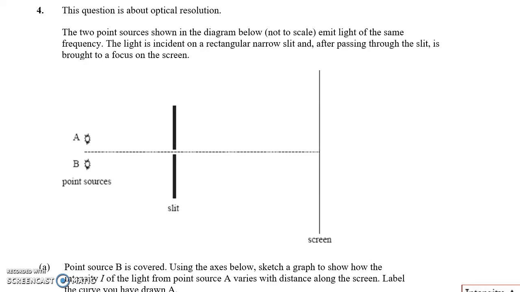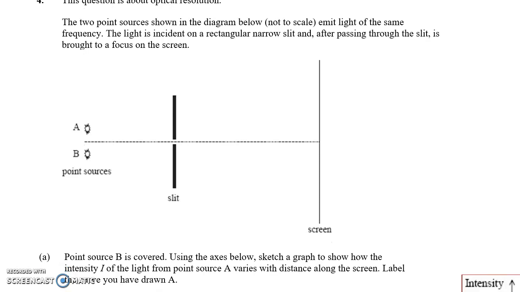Okay, this question is about optical resolution. This is question 4 in the HL physics paper. And again, you've got a nice diagram at the beginning there showing 2 point sources of light, and the light travels through a slit, and we get some images on a screen. And we start off, one of these is covered.